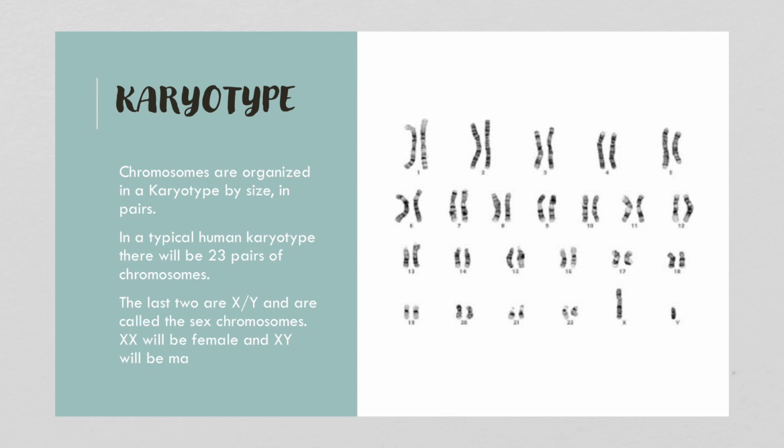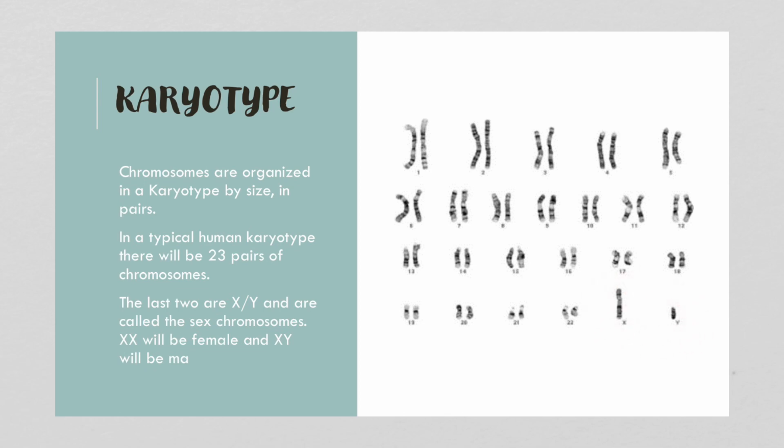You wouldn't do this in the sex cell, you would actually do this in the body cell of the individual so that you could see all the pairs. The last two chromosomes don't have a number. So the first 22 are given a number. This is a little bit blurry, but they're arranged by size from biggest to smallest, from 1 to 22. And then the last two are the sex chromosomes, and they're not paired up.